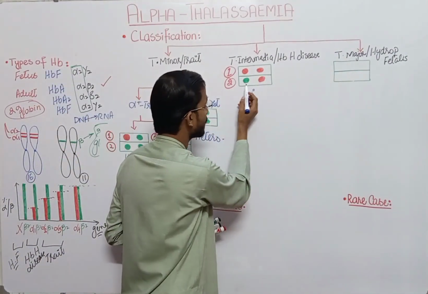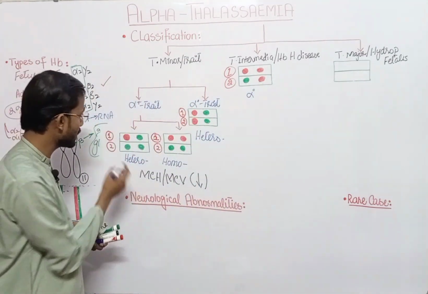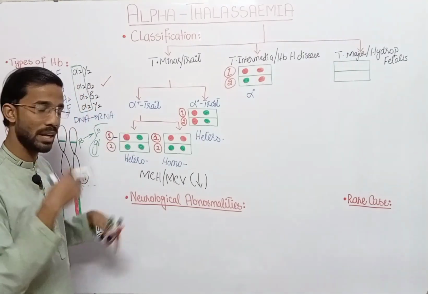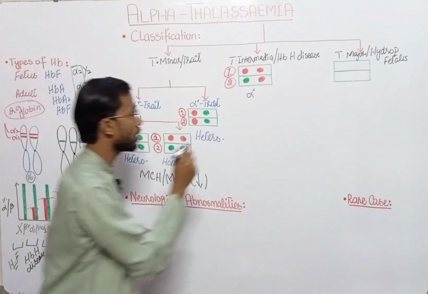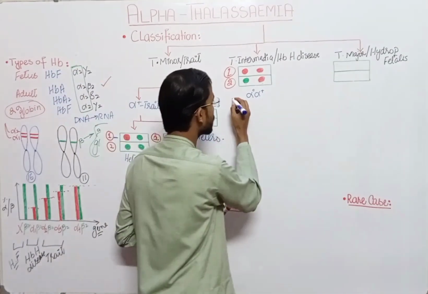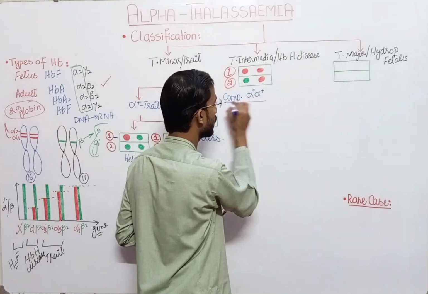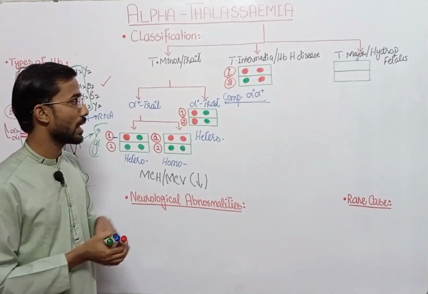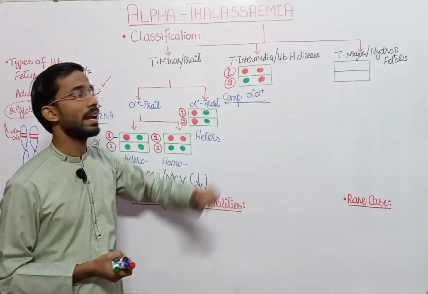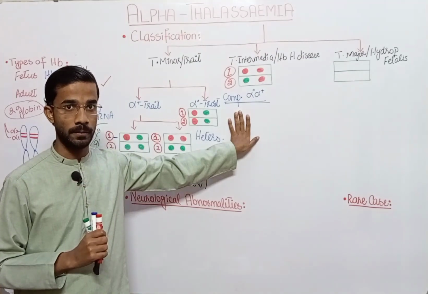And you see that there is a normal and there is an abnormal allele. This is actually similar to that, one is defective and one is normal. So can we say it is alpha positive? So this is actually the compound condition. This is called compound heterozygous, alpha nought and alpha positive. This is thalassaemia intermedia, and this is the compound heterozygosity.